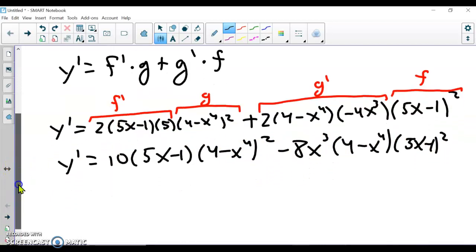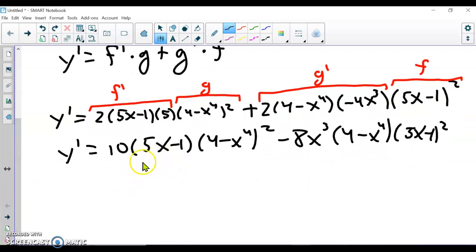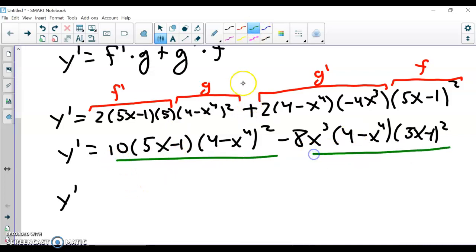Now, let's say you got this wrong in the homework or something. They would give a more simplified answer. So just to show you how they would get that, we can start by pulling out a greatest common factor amongst these two terms. If we start with the numbers, 10 and 8, the coefficients, we can pull out a 2. Now, 5x minus 1, we've got one factor of it here, and 2 factors of it over here, so at most we can pull out one factor. When we get to 4 minus x to the 4th, we've got 2 of them. It's being squared, and we've got a single factor to the first over here. So we can pull out, again, at most 1.